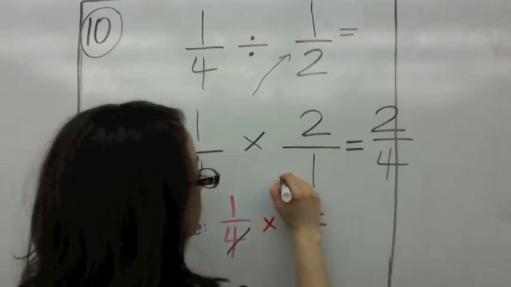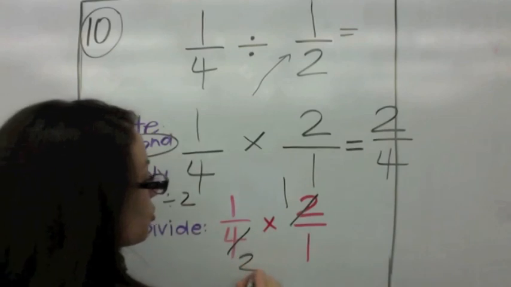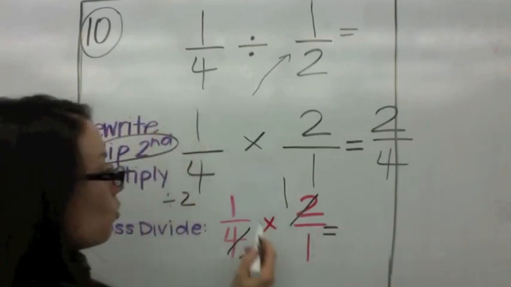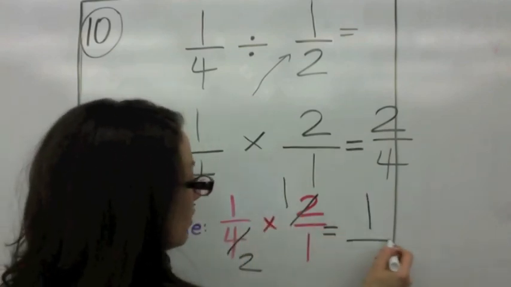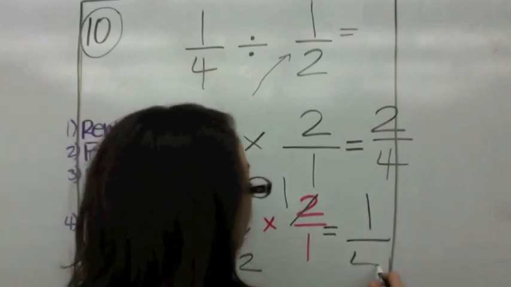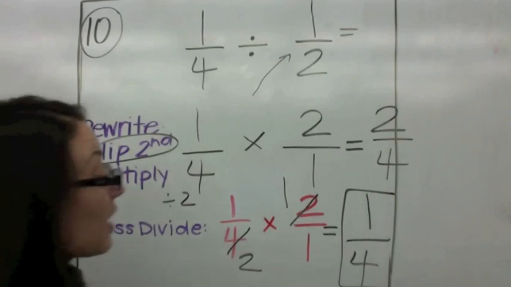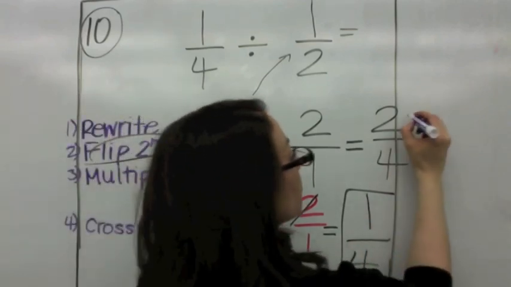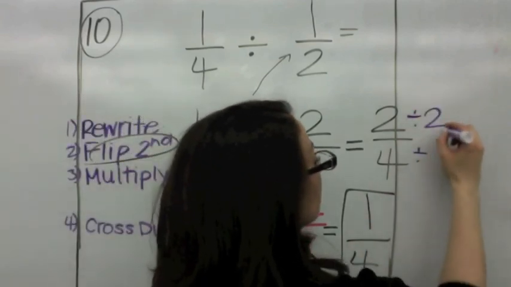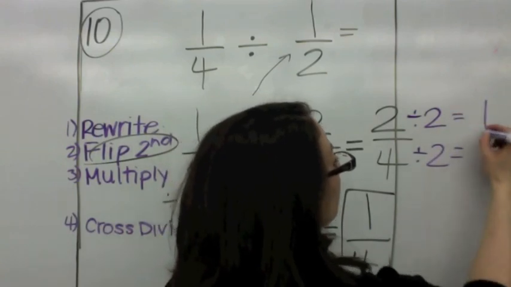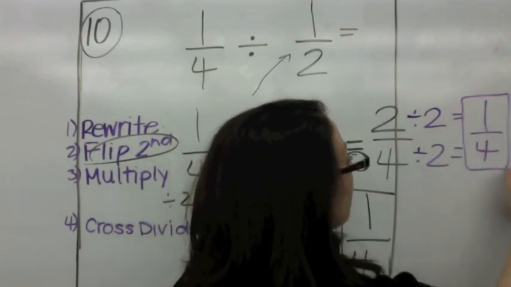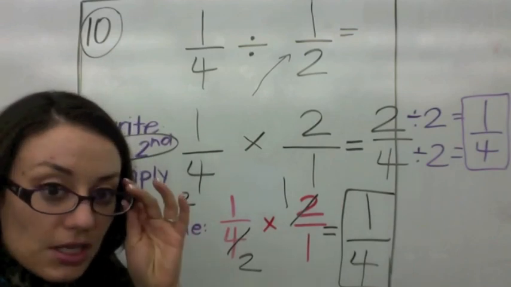2 divided by 2 is 1. 4 divided by 2 is 2. So 1 times 1 is 1. 2 times 1 is 2. So the answer is 1/4. And if you would have just divided by 2, you would have also gotten 1/4. Okay? Now go ahead and do the rest of your classwork.